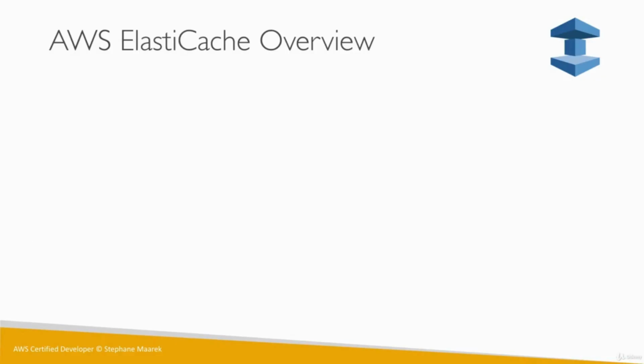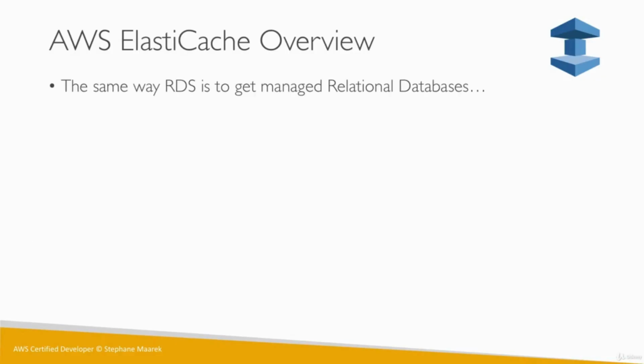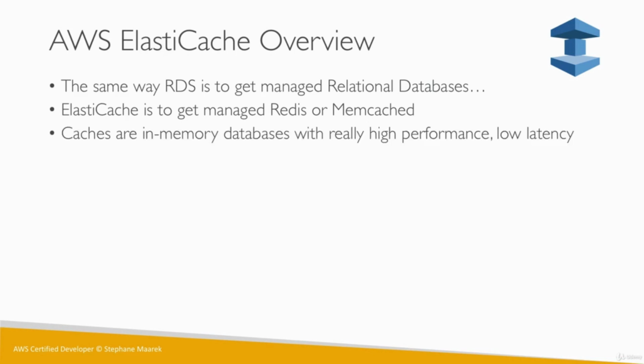Now we're getting an AWS ElastiCache overview. So the same way RDS is to get a managed relational database, ElastiCache is to get a managed cache, in this case Redis or Memcached. And caches are basically in-memory databases, so they run on RAM, and they have really high performance and usually really low latency.